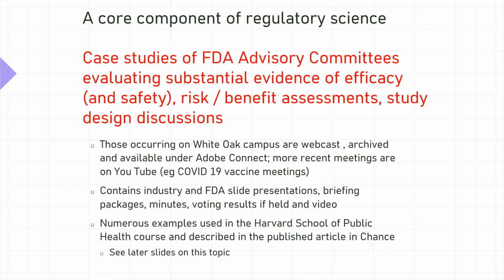More recent meetings during the pandemic have been restricted to non-in-house person-to-person meetings, and many of them are Zoomed and are on YouTube, particularly the COVID-19 vaccine meetings that have been held over the last 6 or 7 months that included discussions of the Pfizer, Moderna, and the J&J vaccines and the evidence supporting them.